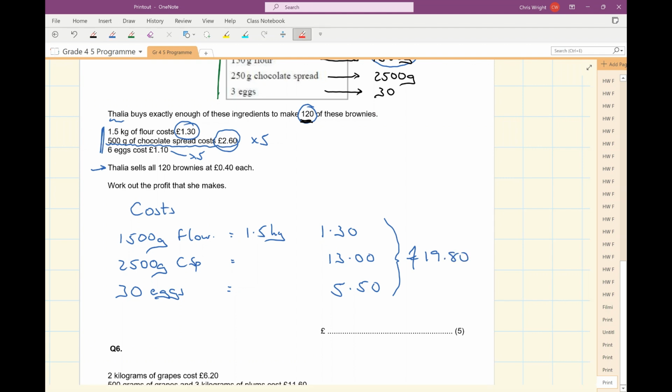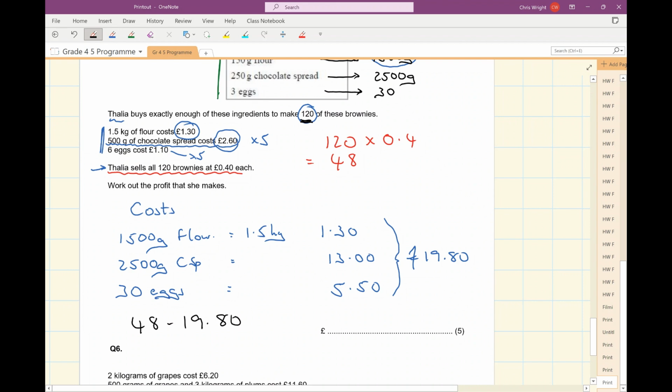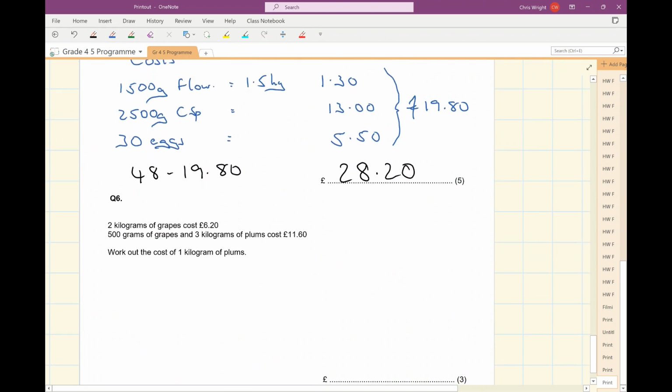What about her income? Well, she sells 120 brownies at 40 pence each. 120 times 0.4. So I wonder how much money she takes. £48. So how much profit does she make? Well, 48 take away £19.80. £28.20 profit.